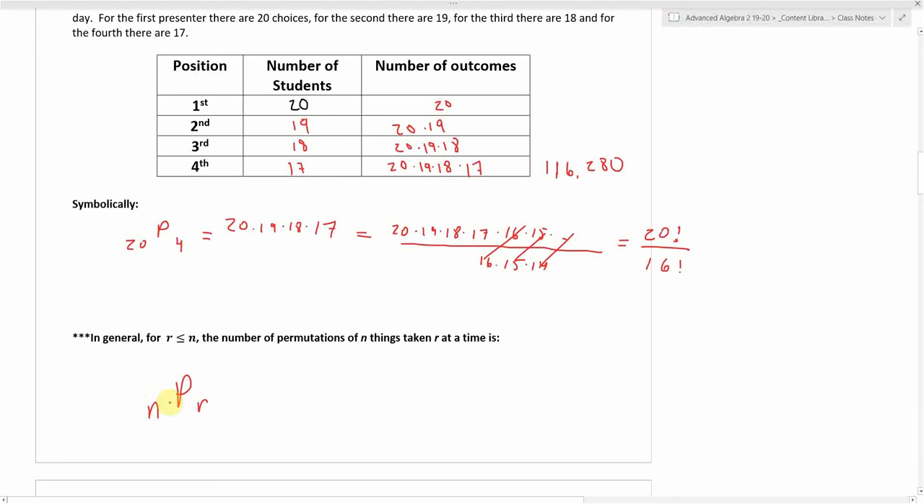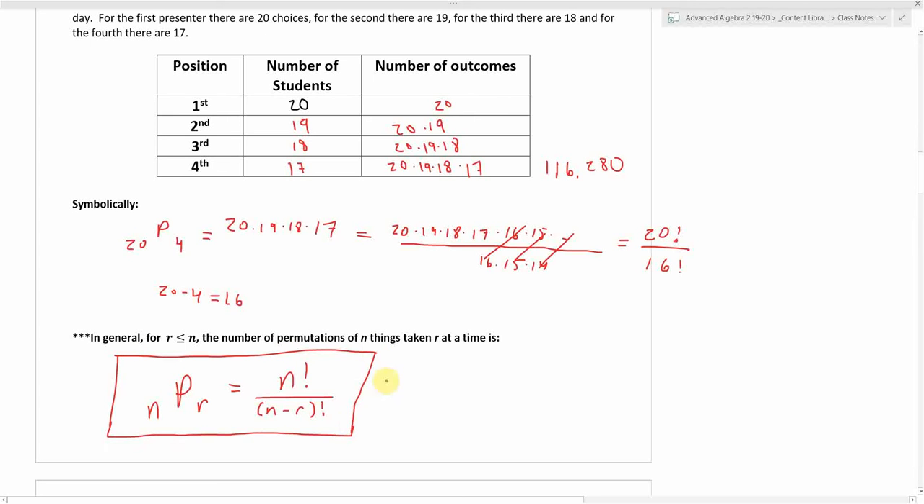Or in general, what I actually did there is nPr. If I have some group of things and I choose some subset of them, this is equal to n factorial divided by, in the bottom, the number of total objects minus the number that I selected. I did 20 minus 4, which is 16, and that was my factorial in the denominator. So I took the total number of objects minus those that I selected and performed the factorial on that difference. And this is our general formula for computing permutations.